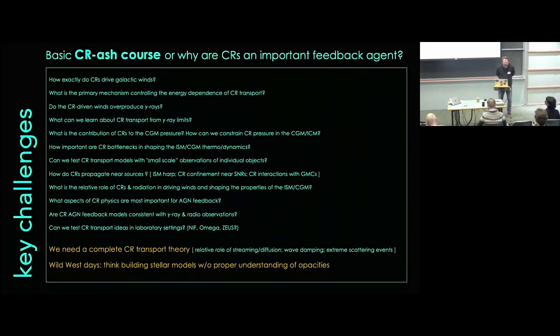The big elephant in the room is how exactly do cosmic rays drive galactic winds? What is the primary mechanism controlling the energy dependence of cosmic ray transport? Do cosmic ray driven winds overproduce gamma rays? And if they do, what does it tell us about transport processes? What's the contribution of cosmic rays to the CGM pressure, something we talked about during this workshop? How important are bottlenecks, if you want to talk about this new and exciting topic? Can we use small-scale experiment by looking at individual objects to put constraints on transport?